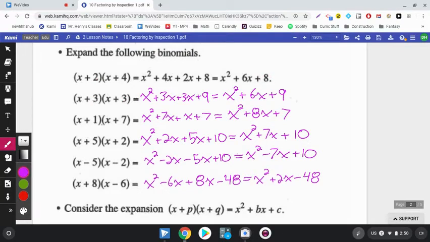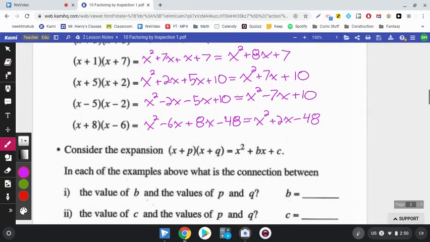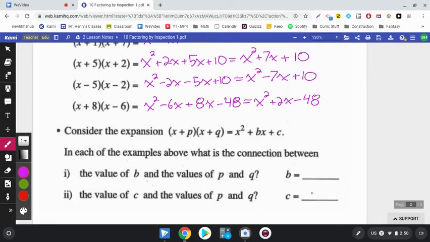A 3 and a 3 to a constant of 9. A 1 and a 7 to a constant of 7. A 5 and a 2 to a constant of 10. 5 and -5 and -2, constant of 10. 8 and -6 to a constant of -48. And you wonder, how could I take those two numbers and get my constant, or my C value? And what I hope you're seeing is you multiply them. It's P times Q.